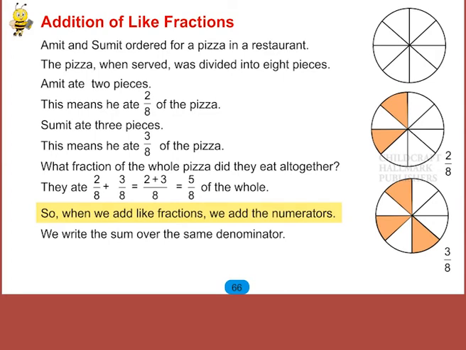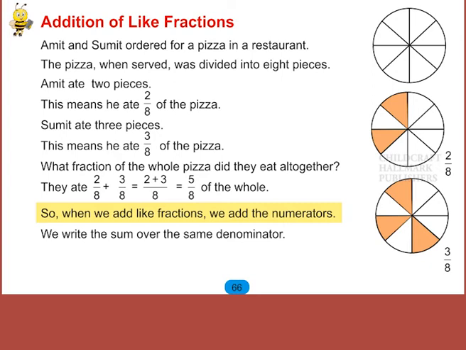Amit and Sumit ordered a pizza in a restaurant. The pizza, when served, was divided into 8 pieces. Amit ate 2 pieces. This means he ate 2/8 of the pizza. Sumit ate 3 pieces. This means he ate 3/8 of the pizza. What fraction of the whole pizza did they eat altogether?